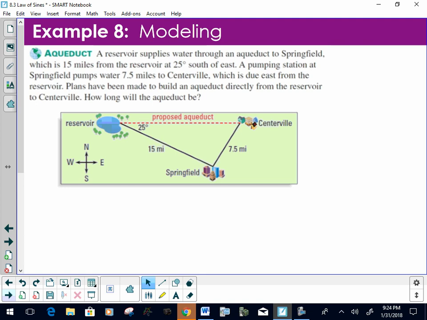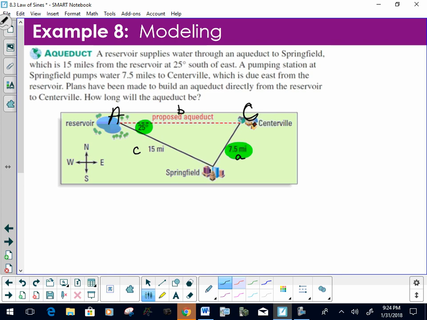So in this problem, it looks like the two that we know, the partnership, so to speak, is this angle and this side. So I'm going to go ahead and label that A. Angle A and side A. And the other side that we know, that 15 miles, is across from the angle at Centerville. So since Centerville starts with a C, I'm going to call that angle C and this side C.